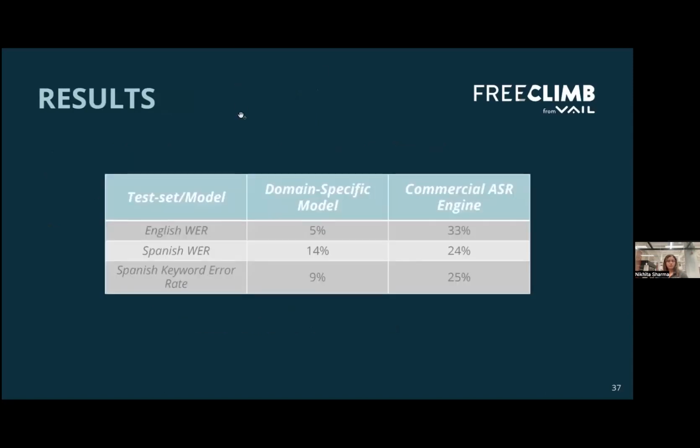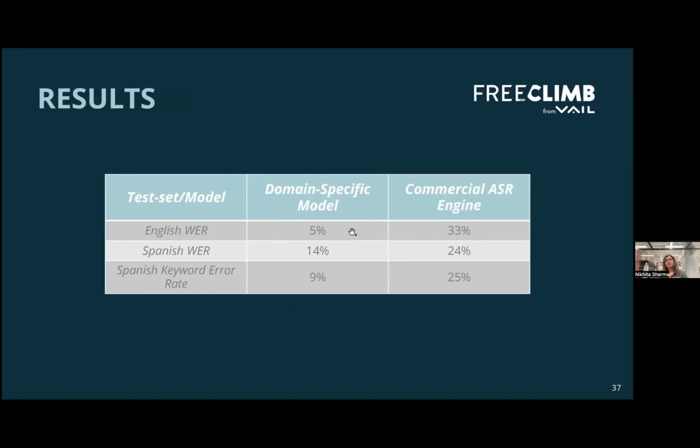Here we show some of the results from the models that we trained. So this is for a specific domain. We have both English and Spanish models. And you can see here there is a domain-specific model as well as a commercial ASR engine. For our English model, we saw word error rate as low as 5%, whereas with the commercial ASR engine, for this particular domain, the word error rate was 33%. So you can see that is a huge difference.